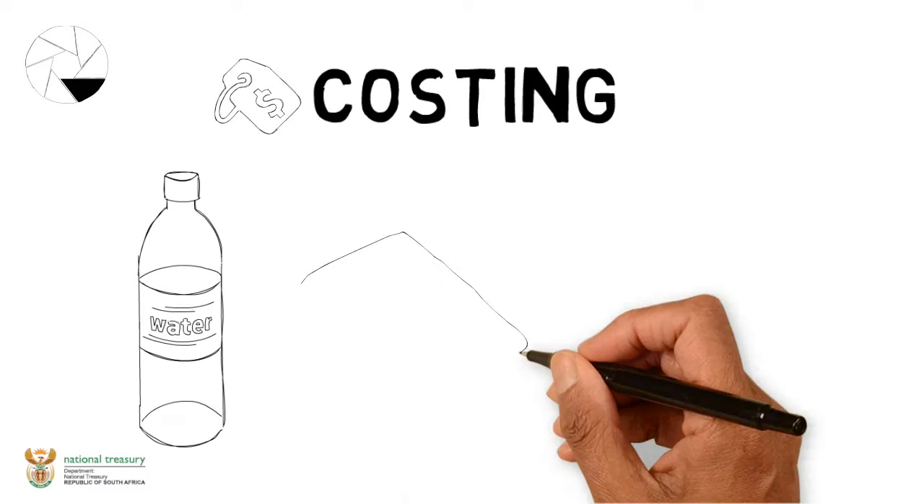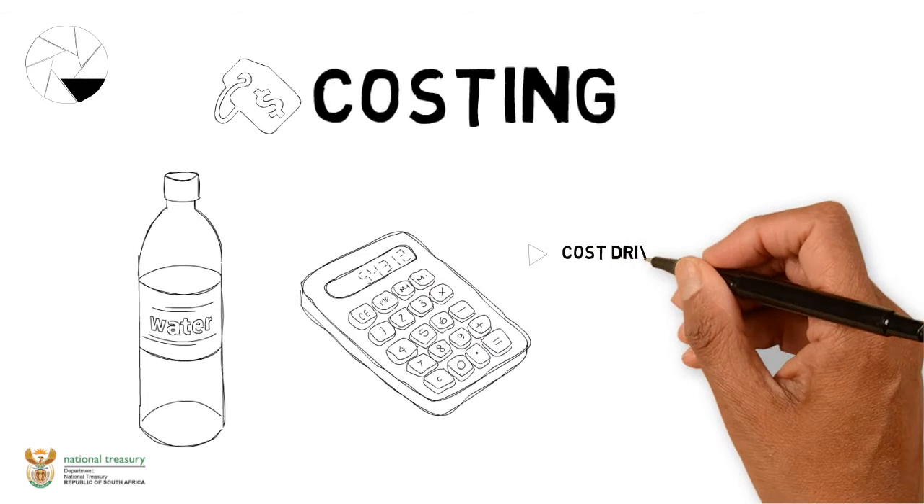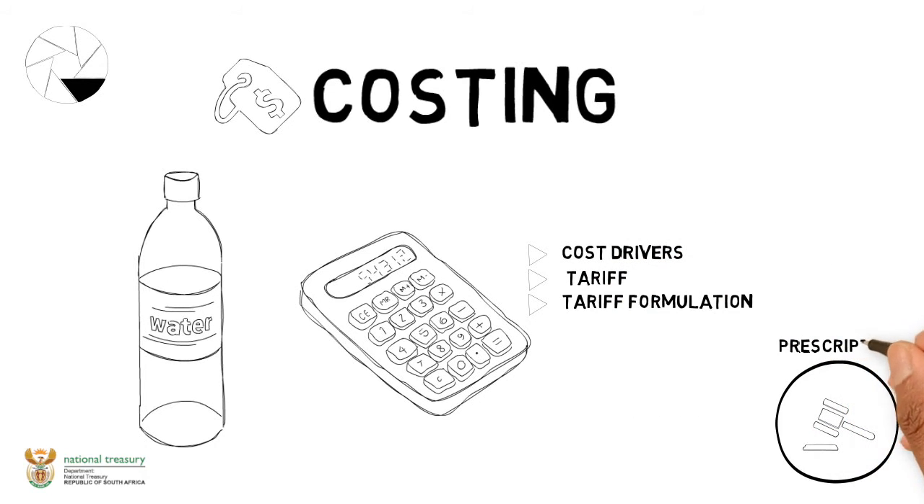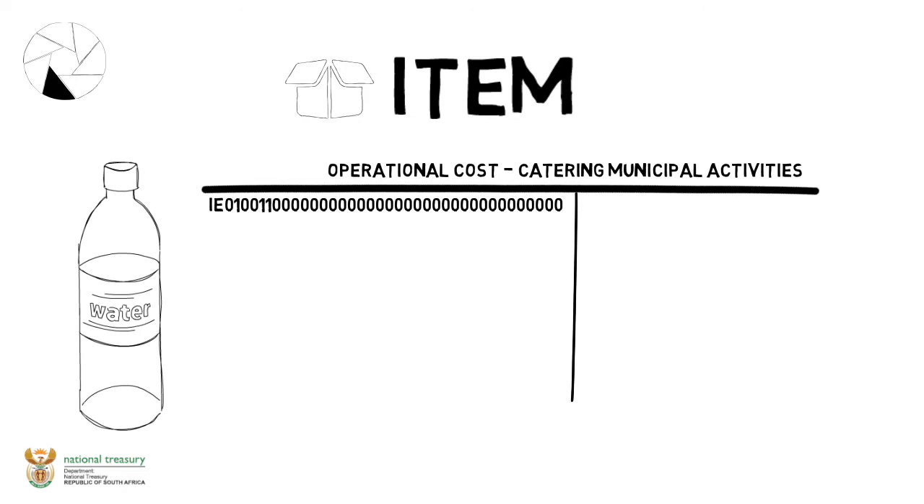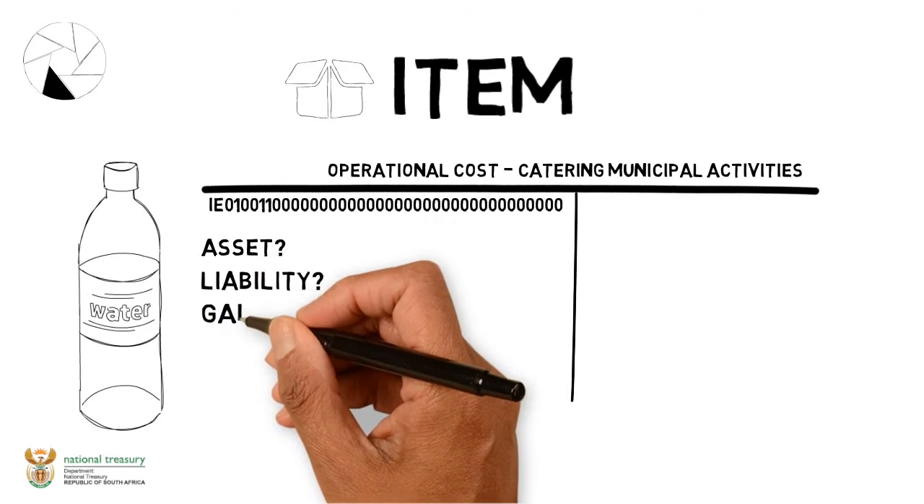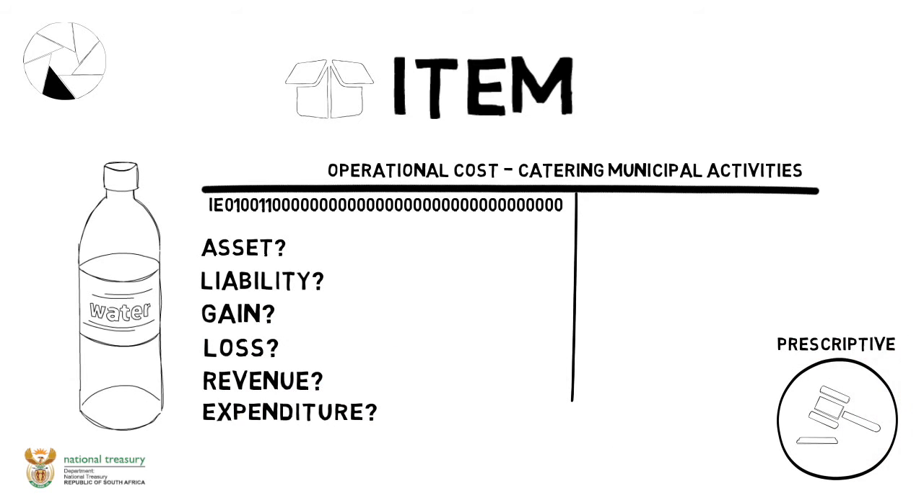Costing. What is the impact of the bottle of water on secondary, cost drivers, tariff, and tariff formulation? This is a prescriptive segment as per the regulation. Item. What is the nature of the transaction? Is the bottle of water classified as an asset, liability, gain or loss, revenue or expenditure? This is a prescriptive segment as per the regulation.